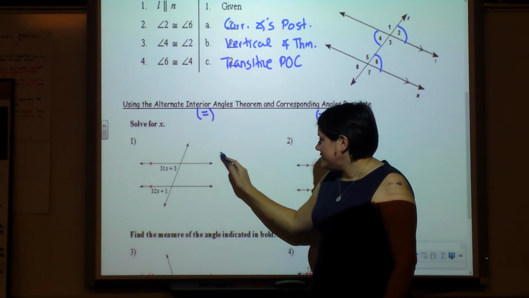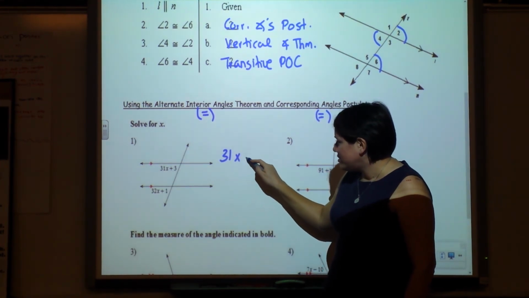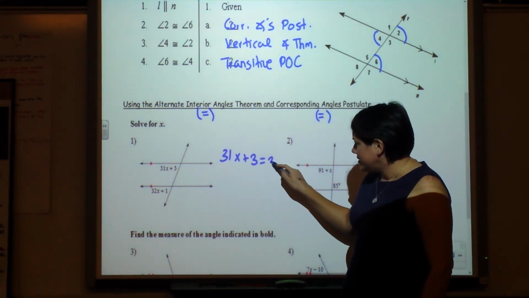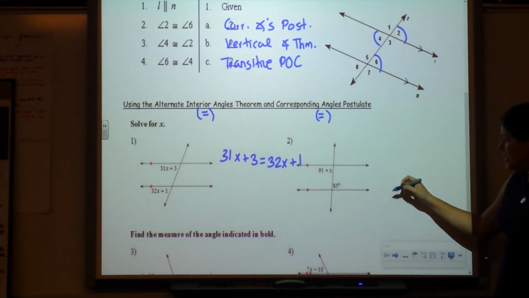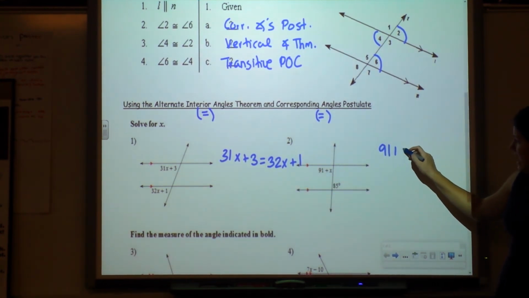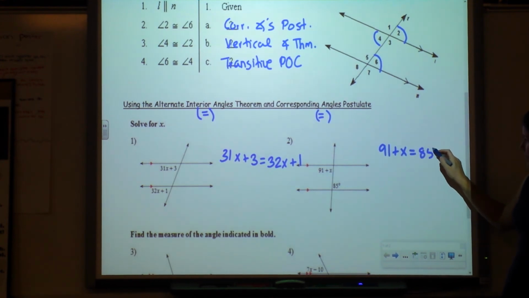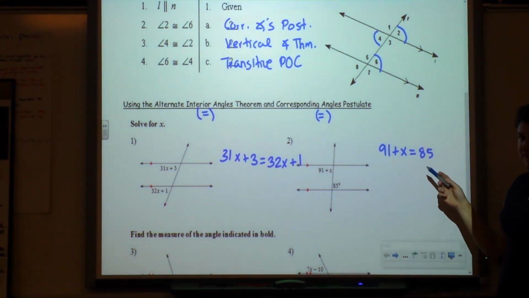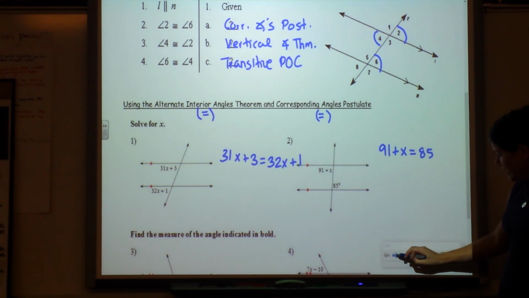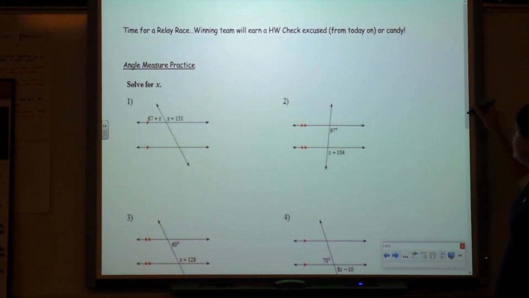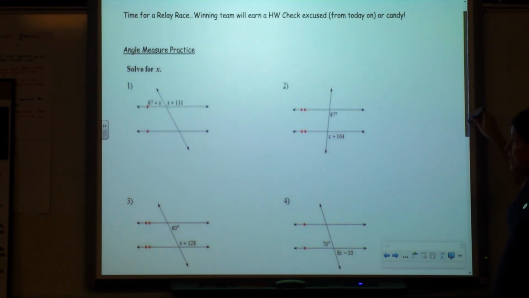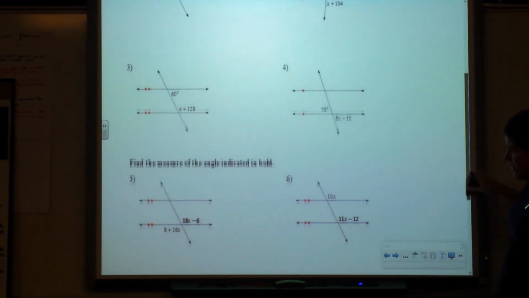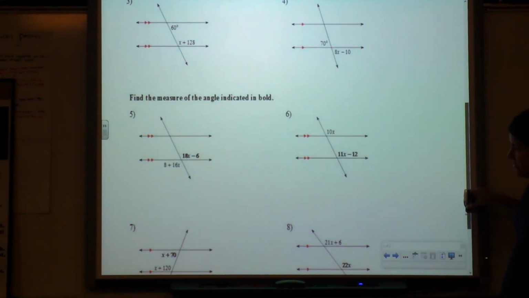So something like this, you would have 31x plus 3 equals 32x plus 1. Solve for x and you're done. Over here, same concept. 91 plus x equals 85. They're equal to each other. Solve for x. On the next page, and we'll do the relay race tomorrow as well. And then, yeah, so just more algebra problems.